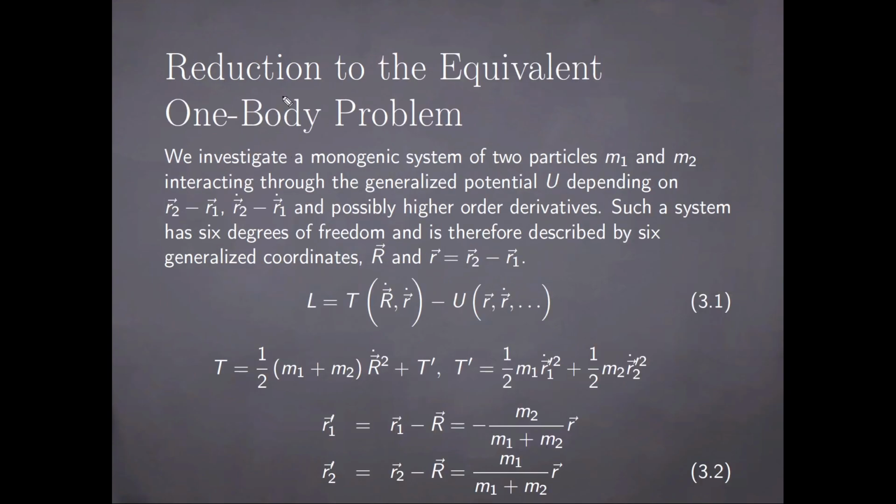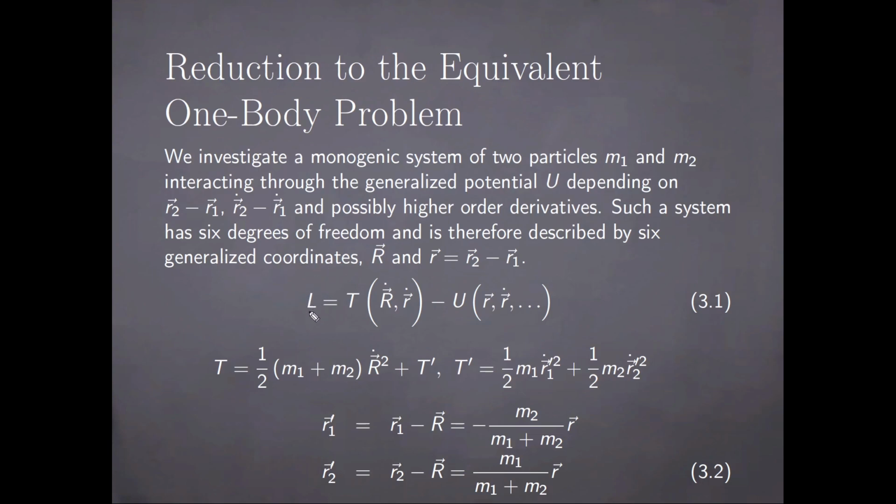So, in terms of the reduction to the equivalent one-body problem, we investigate a monogenic system of two particles of masses m1 and m2 interacting through the generalized potential U, which will depend on the relative vector between the particles, possibly on the relative velocity between the two particles, and also in principle higher order derivatives. Such a system has 6 degrees of freedom and is therefore described by 6 generalized coordinates, which will be the components of the radius vector for the center of mass and the components of the relative vector between the two particles.